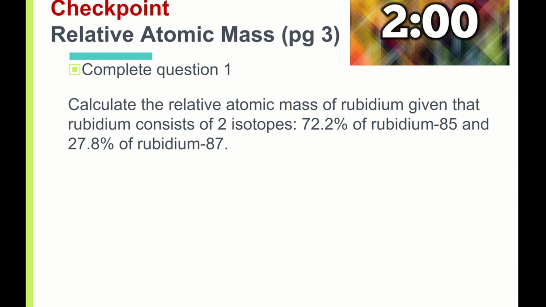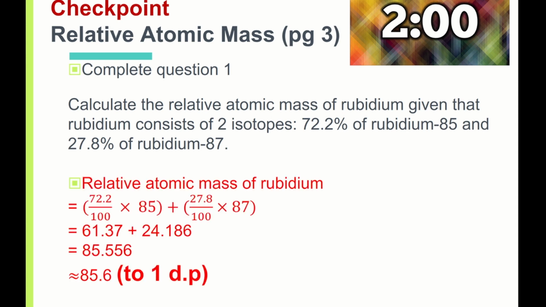We have done this question before. Do you get 85.6, rounded to 1 decimal place? In this case, we are taking into account the average of rubidium, so we don't just add them together and divide by 2. We take into account the percentage abundance of rubidium-85 and rubidium-87. So we have completed Ar.